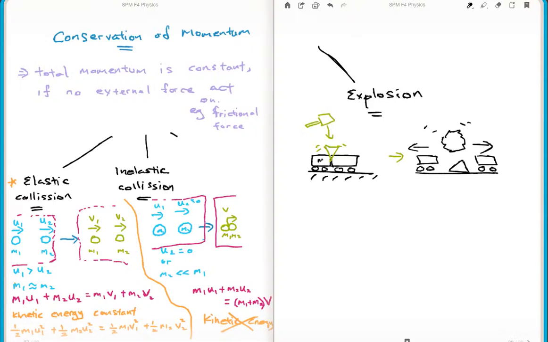So this is what you have. Object one is my M1, this is my M2. After the explosion, they move their own way. Initially, before that, both objects are stationary, so initially it is 0. After that, this is M1, this is M2. Depending on where you want to define positive, the overall will be M1 V1 plus M2 V2. Before is 0, that's no movement. After, yes.